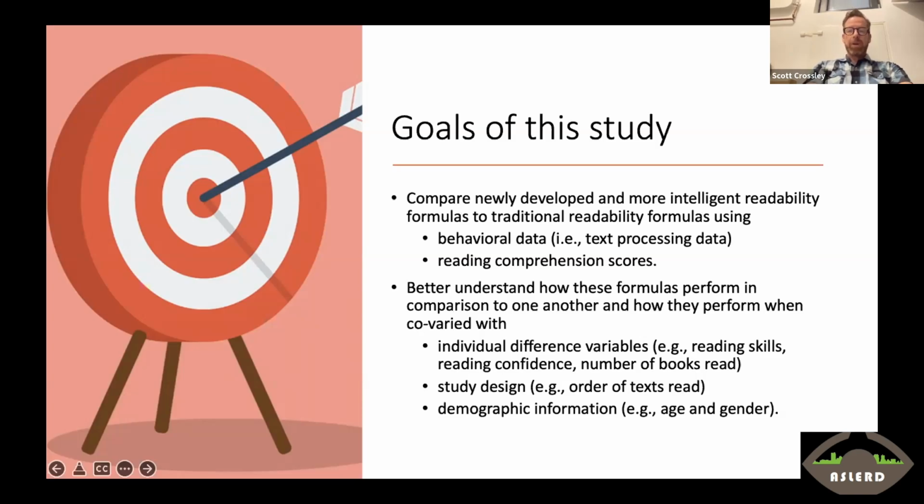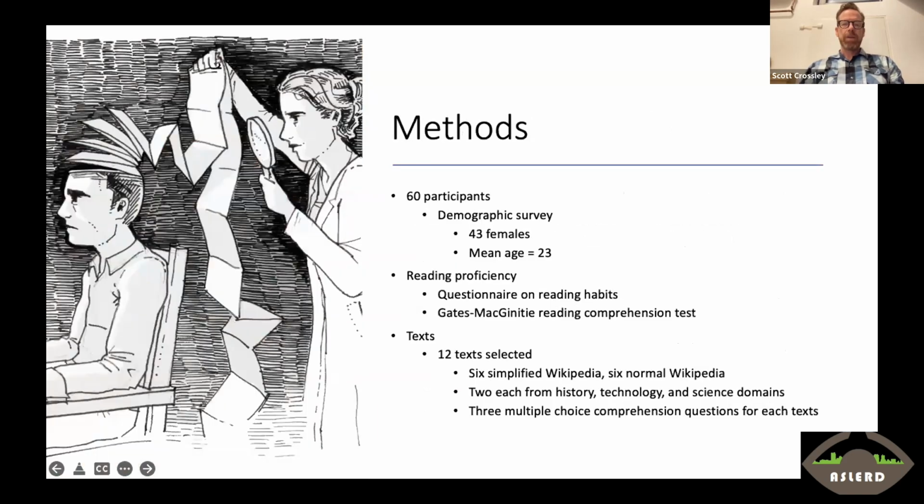So we want to know how these formulas perform, and specifically when they're covariated with things like individual difference variables: reading skills, reading confidence, number of books read, the study design, the order in which the texts were read within the study, and demographic information like age and gender. So this was our methods.